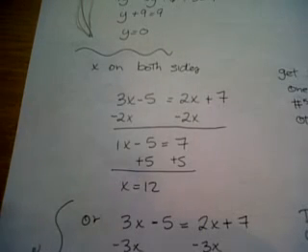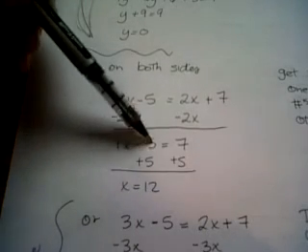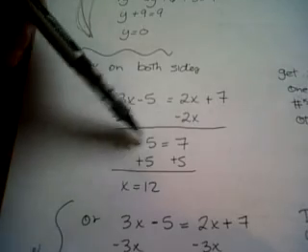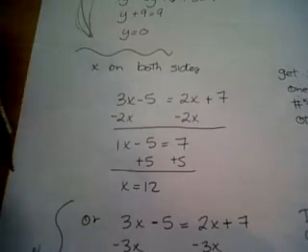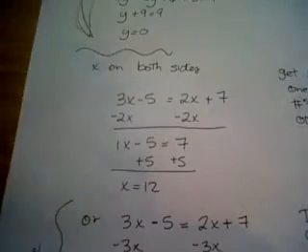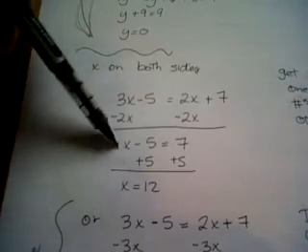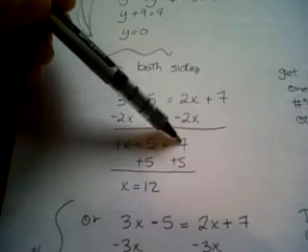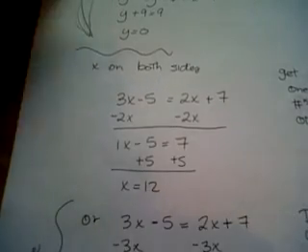Well, my goal is still to get x by itself, so here I was subtracting 5. I'm going to add 5 to get rid of it on the left-hand side of the equation, so then I need to add 5 to the right-hand side of the equation. When I do that, those will cancel out. I'm left with 1x equals 7 plus 5 gives me 12.